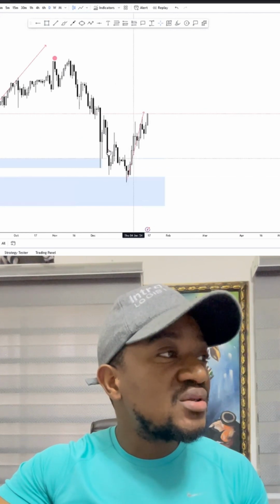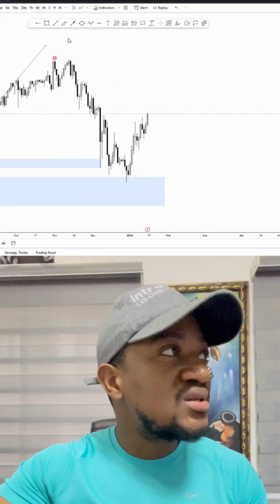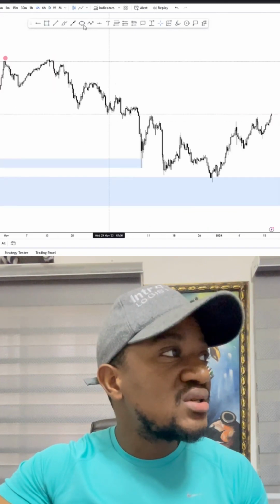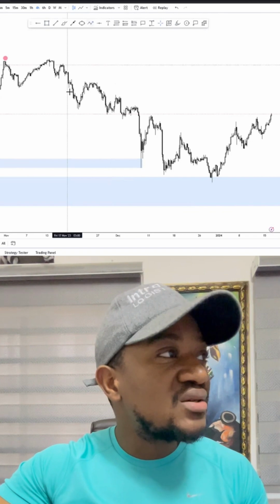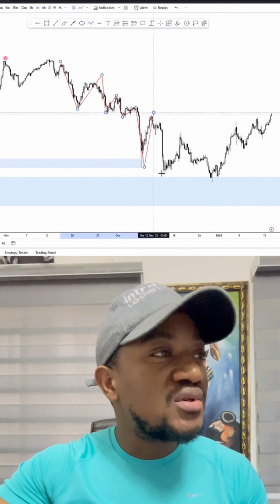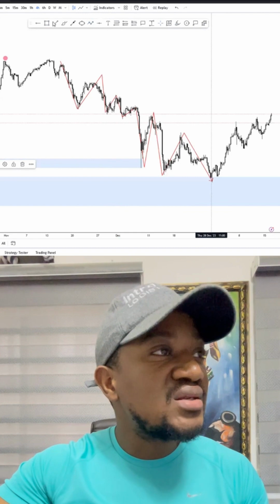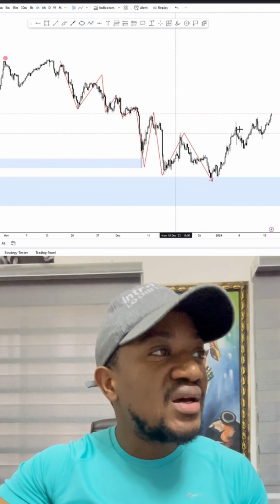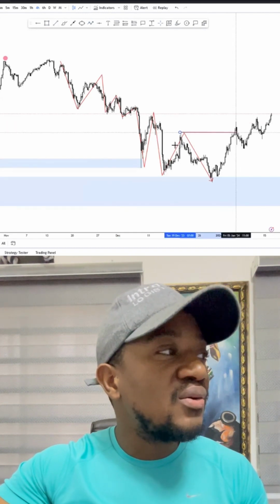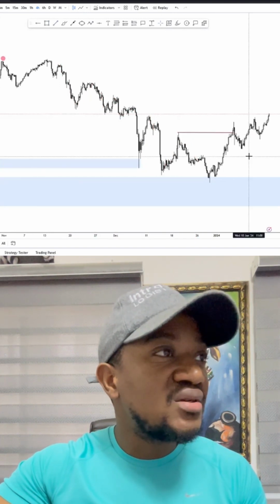Price has tapped into this POI, and then on the 4-hour time frame, what do I see? It's so clear and easy to see that we were trending to the downside, creating all of these lower highs and lower lows, all of these structure points, up until this point where we tapped into the demand. And then the next thing that I see here is we have broken this last previous lower high that created the lower low on the 4-hour. And then subsequently, price has started trending to the upside.